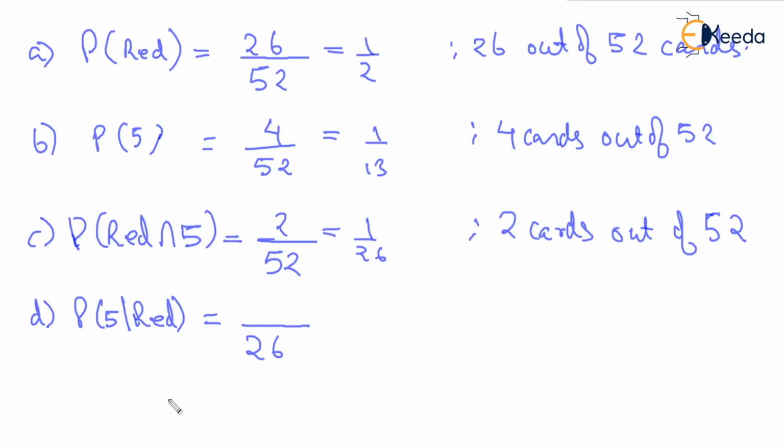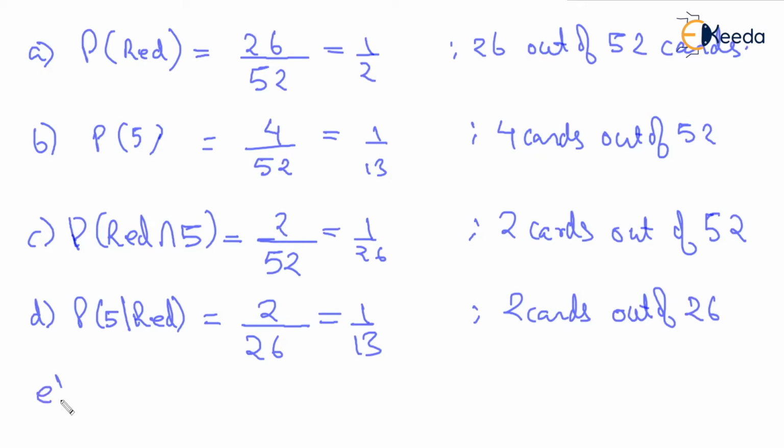And out of these 26 cards, that is 13 reds will be from heart and 13 reds from diamond. And each of the suit will have 1 5. So that means there are going to be 2 5 cards out of 26 cards, which is 1 by 13. So this is 2 cards out of 26.